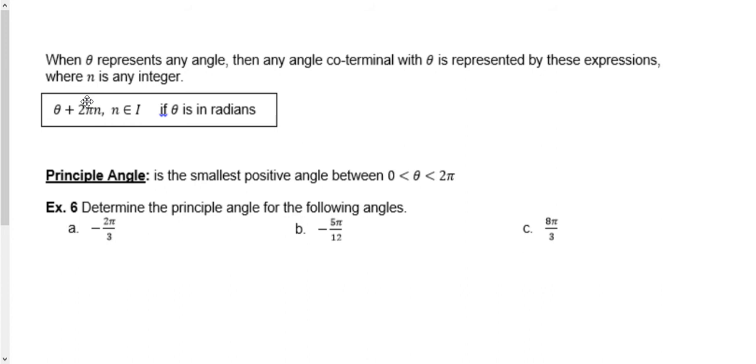You're always going to go plus 2 pi n. And of course, if you want to do this in terms of degrees, 2 pi is the same thing as saying 360. So this holds up for radians, but I can also rewrite this in terms of degrees. From lesson 1, it'd be theta plus 360 degrees n, and again, you'd have that condition that n is an element of the integers if you're working in terms of degrees.